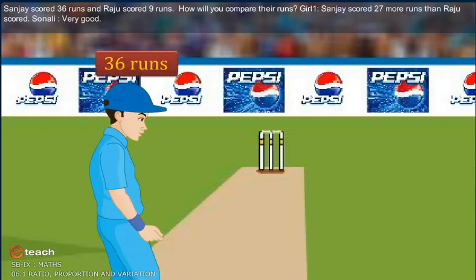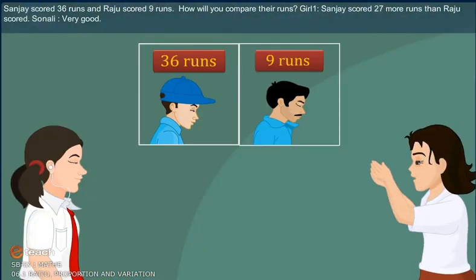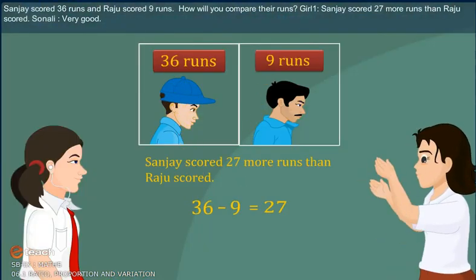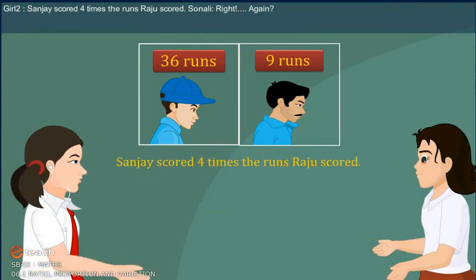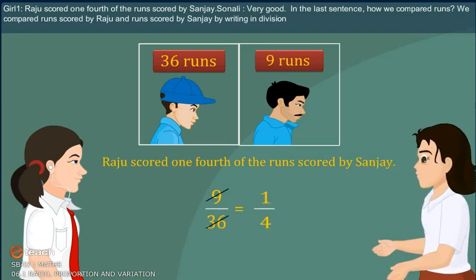Sanjay scored 36 runs and Raju scored 9 runs. How will you compare their runs? Sanjay scored 27 more runs than Raju scored. Very good, students. Sanjay scored 4 times the runs Raju scored. Right. Again, Raju scored 1/4 of the runs scored by Sanjay.